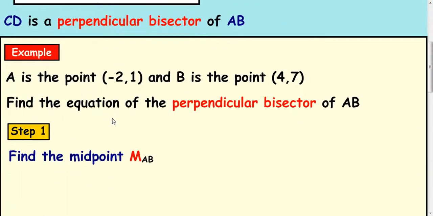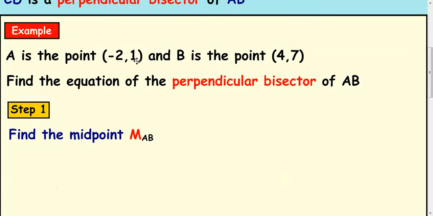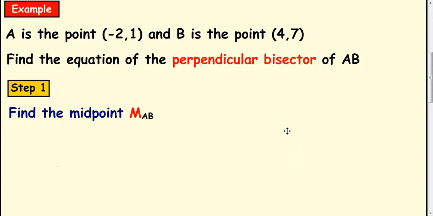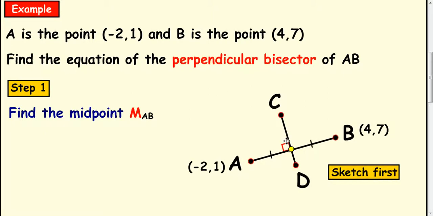So let's look at an example. A is the point -2, 1, and B is the point 4, 7. Find the equation of the perpendicular bisector of AB. So again, as before, a wee quick sketch. So I've got my A and my B, and I've drawn a line perpendicular that meets it in the middle.